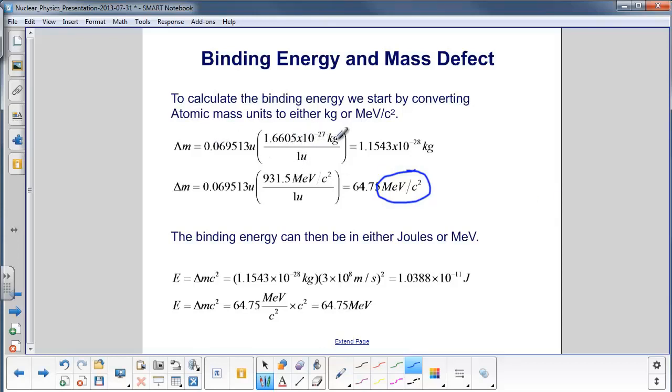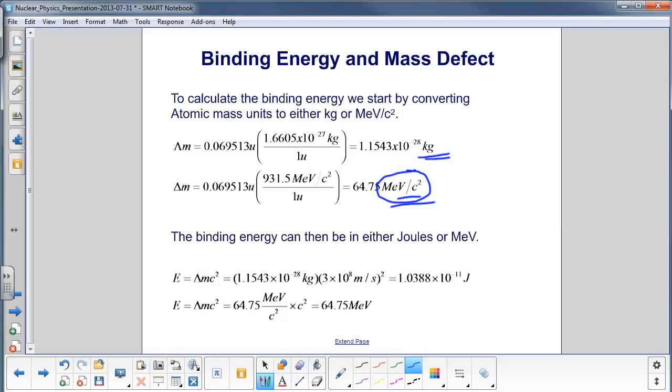We have this many kilograms per atomic mass unit, and then we have 931.5 MeV divided by c squared per atomic mass unit. So we have 2 mass defects here. One is in kilograms, one is in this other slightly more unusual unit. We then find the binding energy from Einstein's formula, E equals mc squared. So we substitute in, if we want to find the energy in joules, we use the mass in kilograms times the speed of light squared, and we get 1.0388 times 10 to the minus 11th joules.